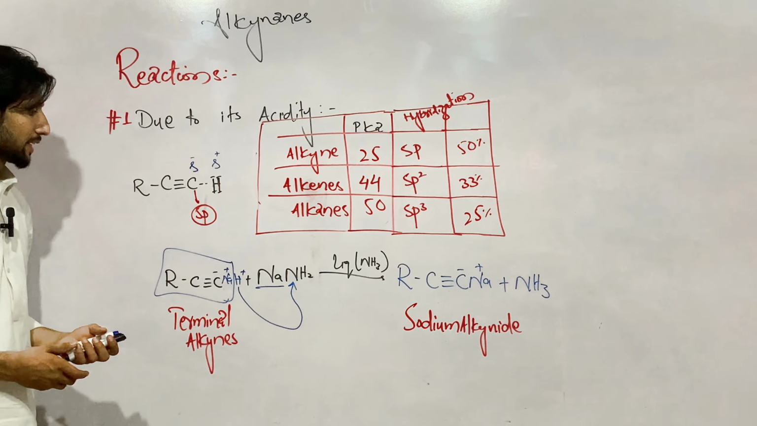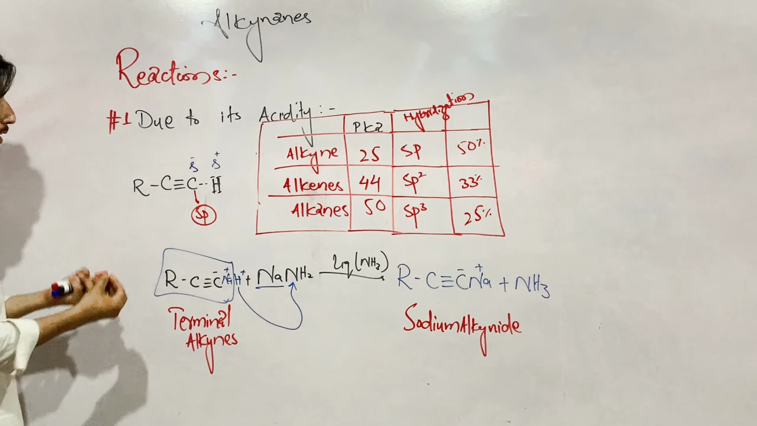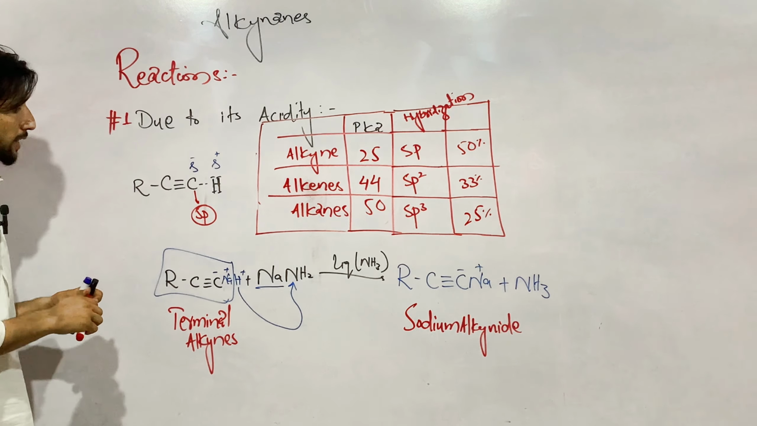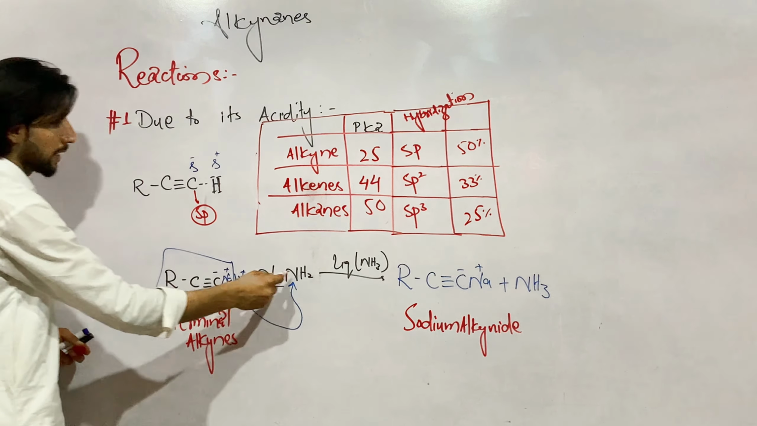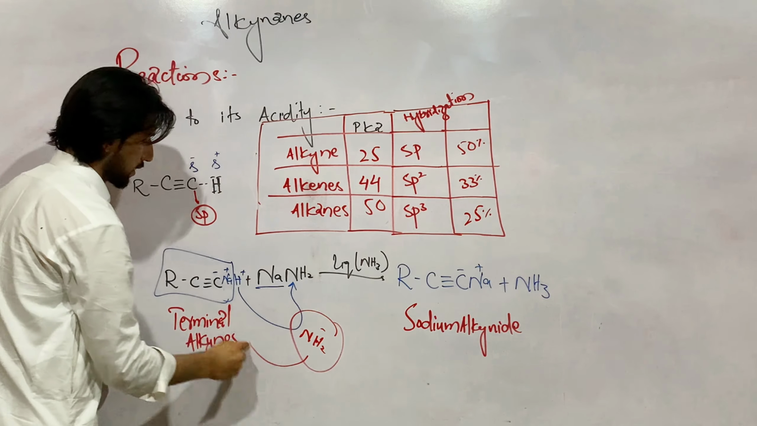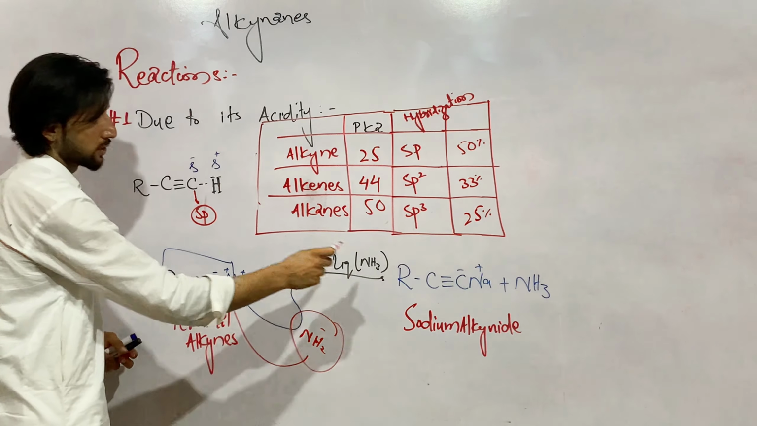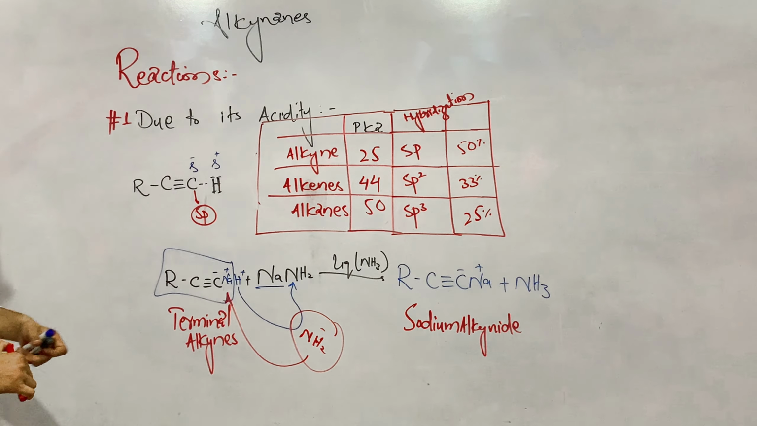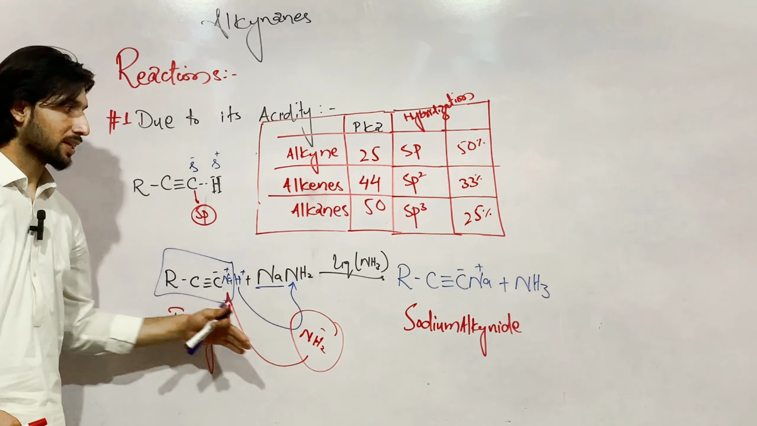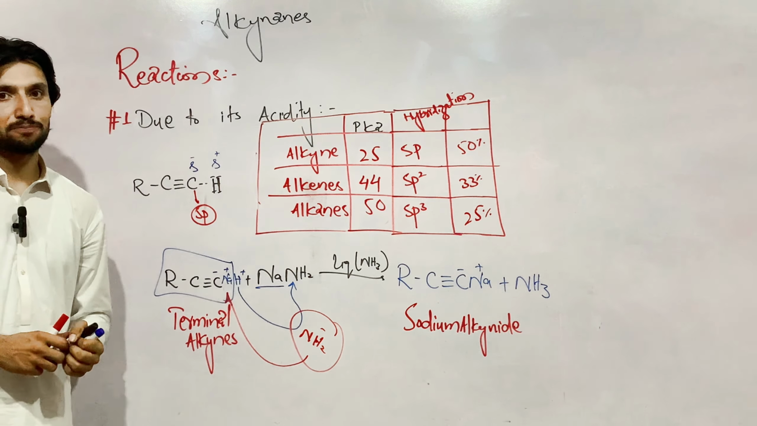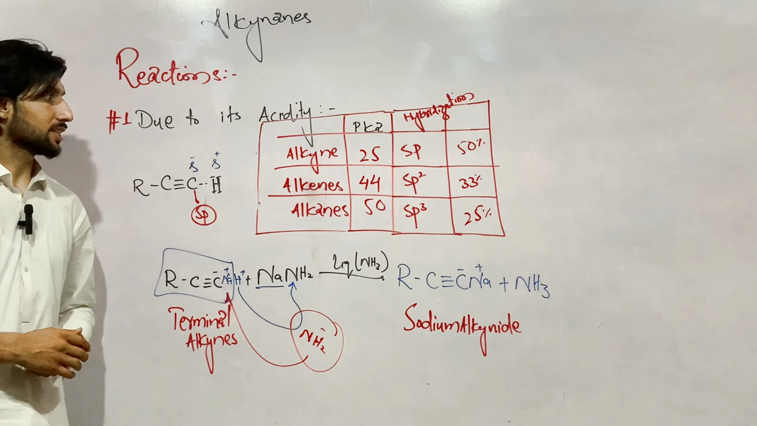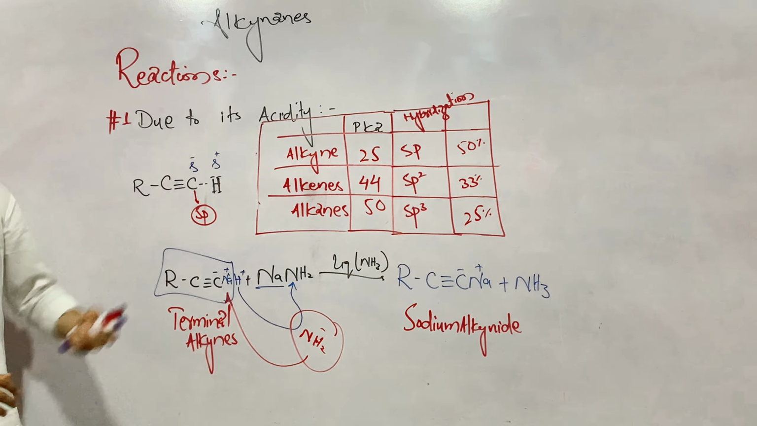So this is the reaction because of what? Because of this acidic proton. So this acidic proton is here taken up by the amide NH2 minus. NH2 minus takes up this proton and converts this molecule to what? Sodium alkanide, sodium acetylide, etc. So this was all about it. Now we will go further and discuss a few more reactions about its acidity.